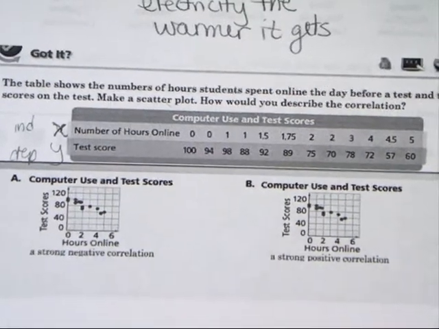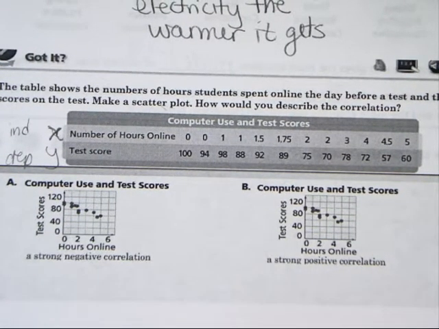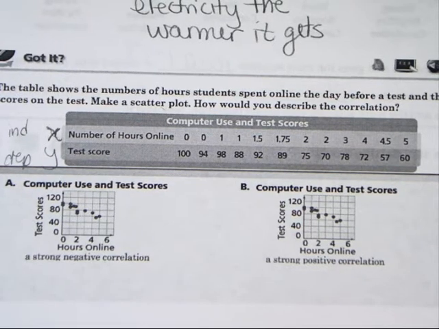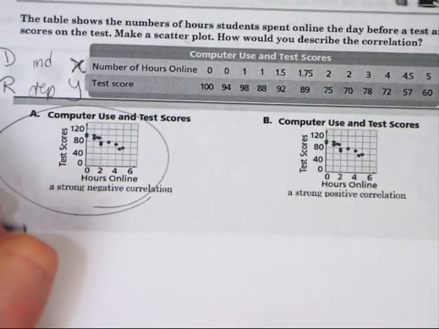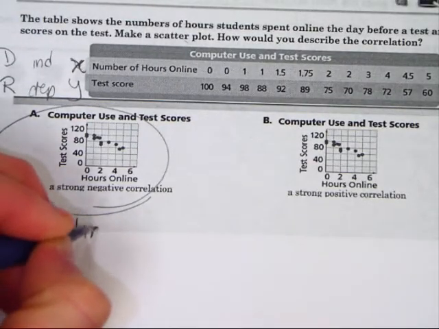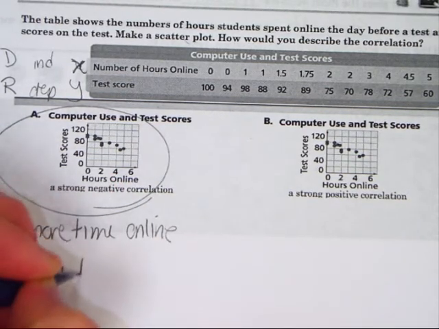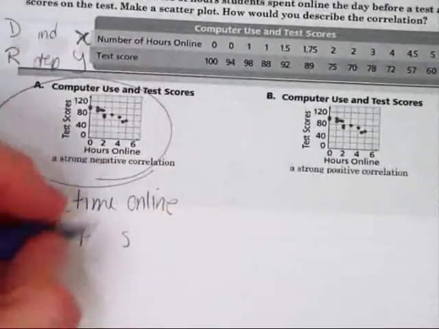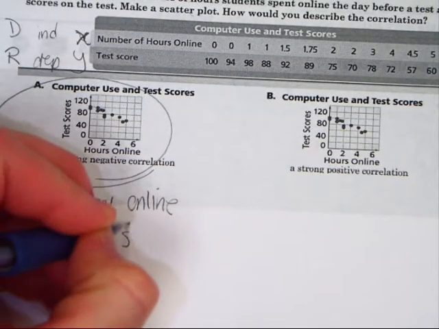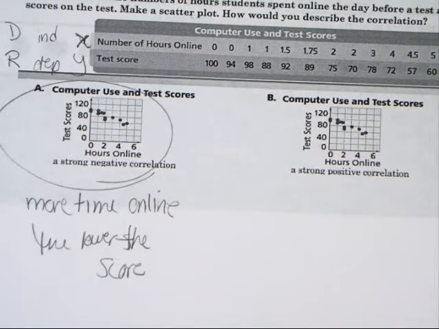Now let's look at some of our information and see what applies the best. Well, all the dots are the same in both of them. We can see that it will be strong. Now you just have to figure out, is it a negative correlation or a positive correlation? It's going downhill, so it's a negative correlation. So we can say the more time online, the less score, or the lower the score. All right. Moving on.